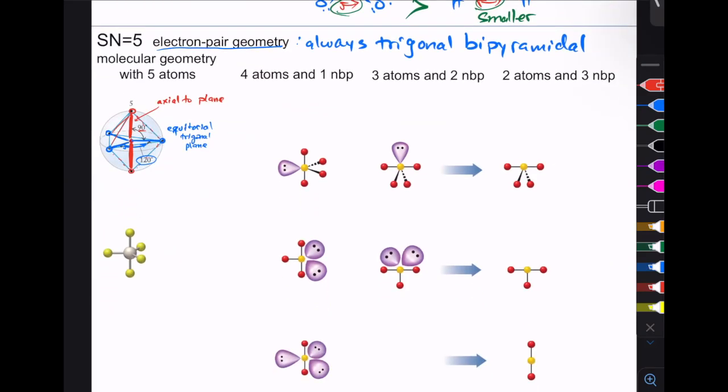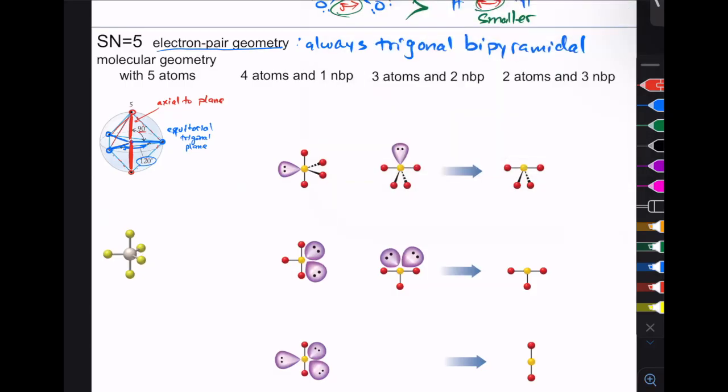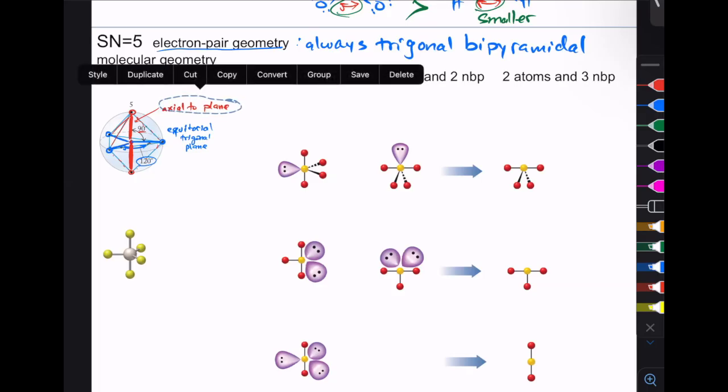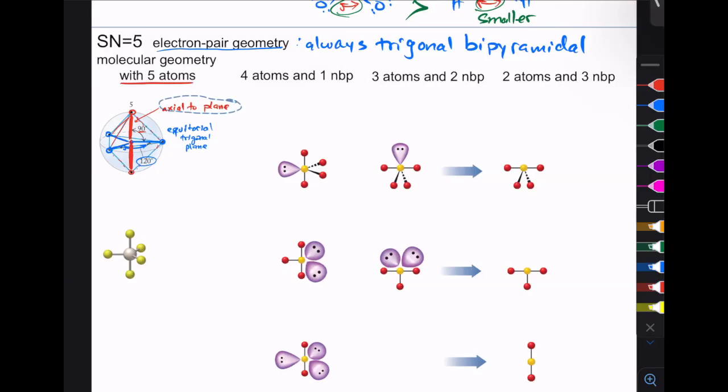Now the molecular geometry, let's consider what it's going to be. If we have 5 atoms, that means no lone pairs. So what's the molecular geometry going to be if all 5 of those pairs are bonded to atoms? Trigonal bipyramidal. Because if there's no lone pairs, that's another way of saying everything's bonded to an atom. So with no lone pairs, it's going to be the same geometry as we have for the electronic geometry. So with 5 atoms, we're still going to be trigonal bipyramidal.